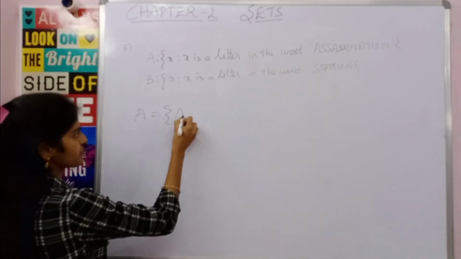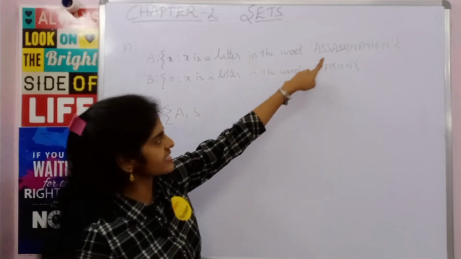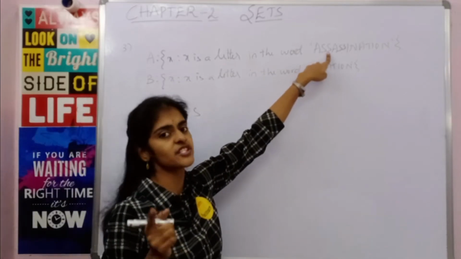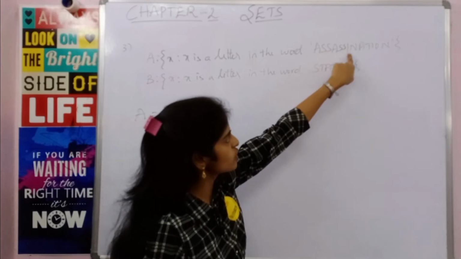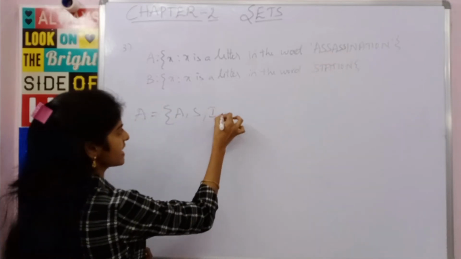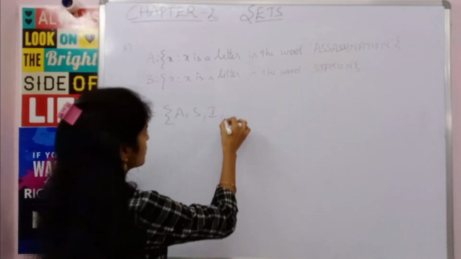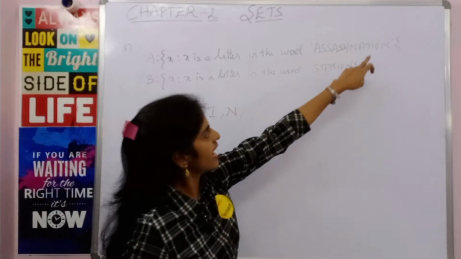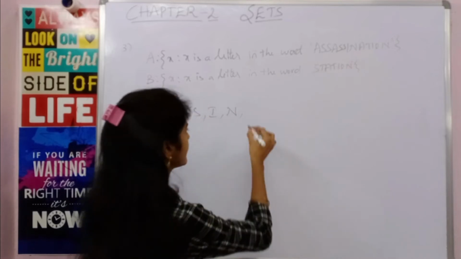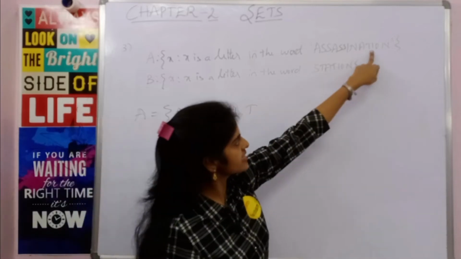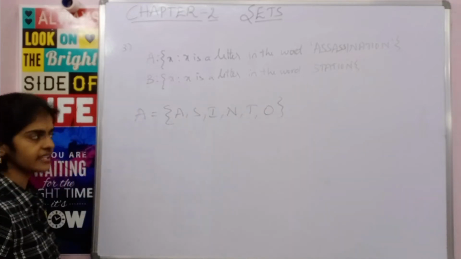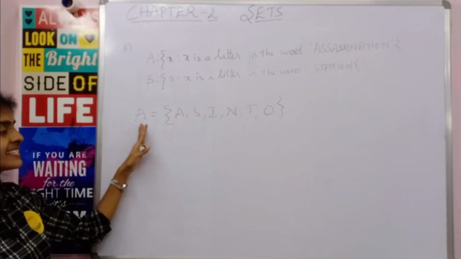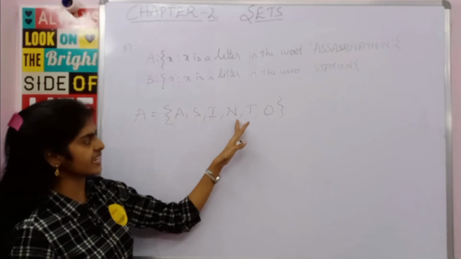You have A, S. Now again S is repeating, so you will not take the elements which are repeating. S is repeating, A is repeating. So now the next new letter is I. Next new letter is N. A is again repeated and T is new, so take it. I is repeated, O is new, so you will take O. Again N is repeated. Clear? So writing A in roster form is A, S, I, N, T, O.